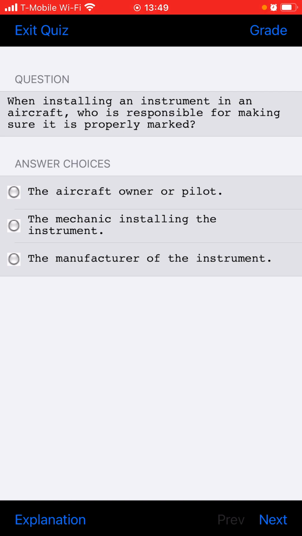One last one, and we go to bed. And I'm on aircraft airworthiness inspection.